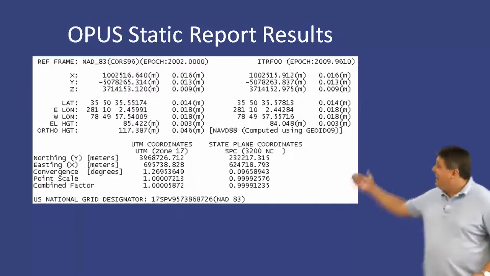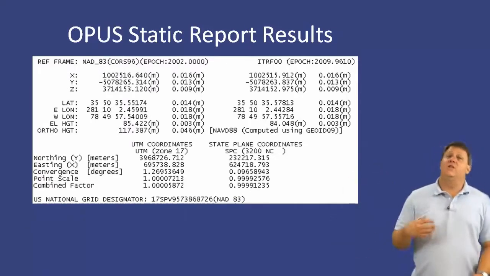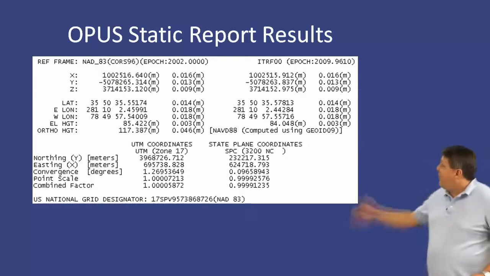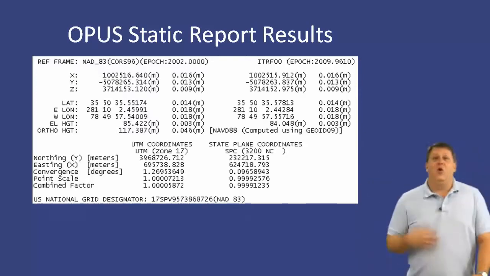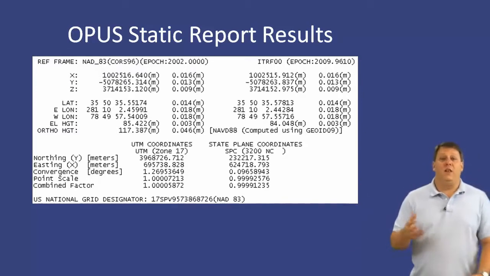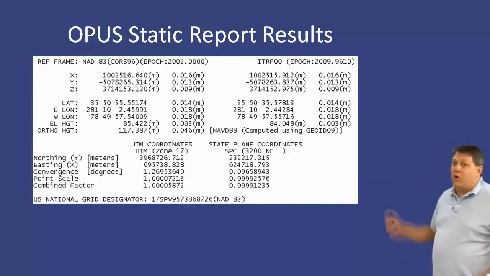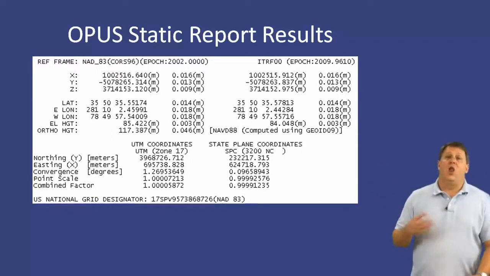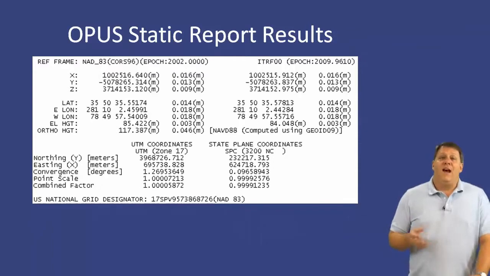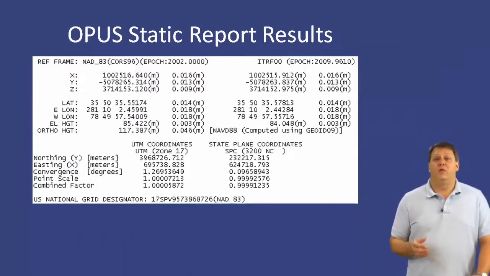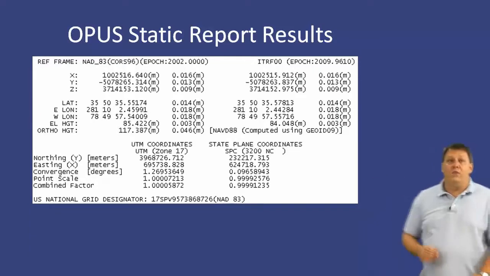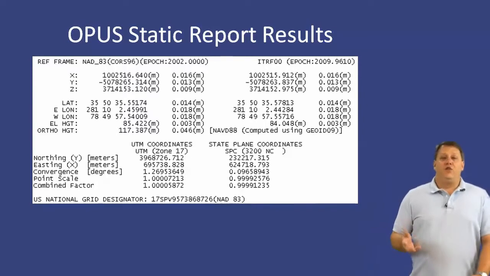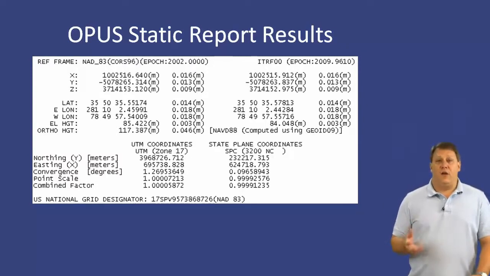We have our ELHGT, that stands for ellipsoid height, and then we have ortho-HGT or ortho height, which we could think of as elevation. We can also see what vertical datum it's referenced to along with the geoid. Finally, we can see the coordinates of our points in both UTM and state plane with their respective zones. Notice these values are in meters. We get our convergence angle, our point scale factor, and our combined factor as well.